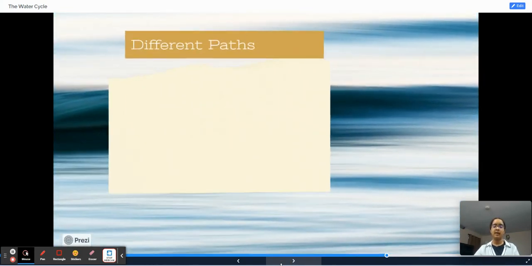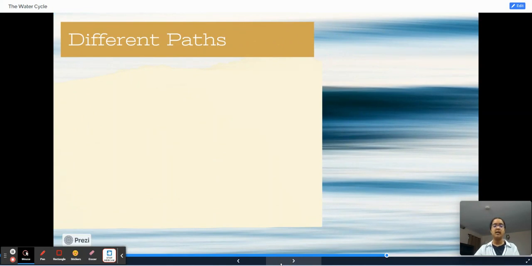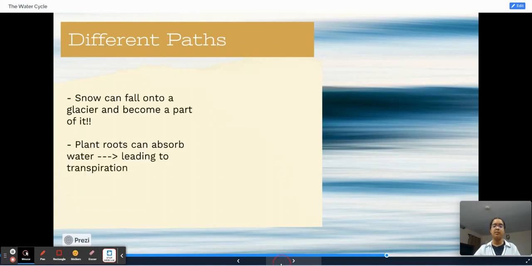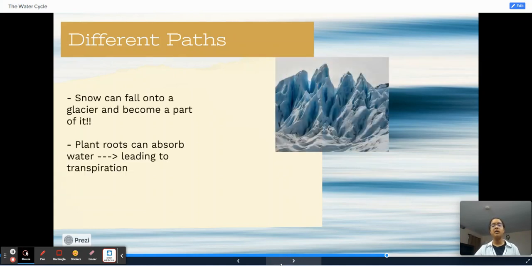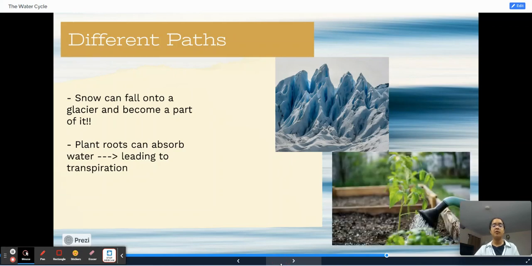There are many paths that water can take as it falls, glaciers being one of them. As snow falls, it can become part of glaciers and stay there for hundreds of thousands of years. Rain can also become part of water underground and get absorbed by plant roots, leading for water to exit through transpiration. These are just a few of many paths that water can take.